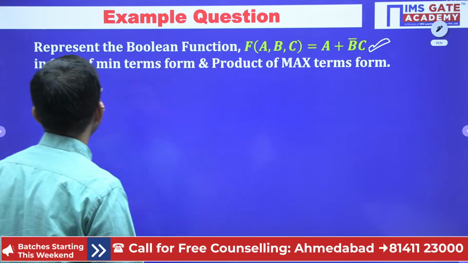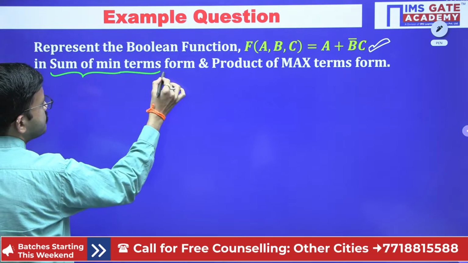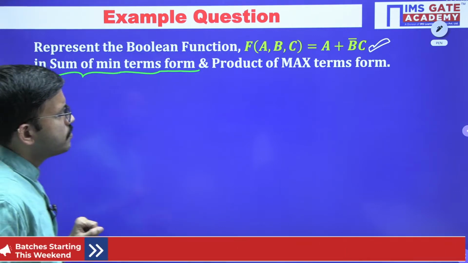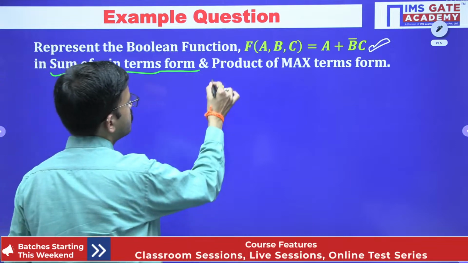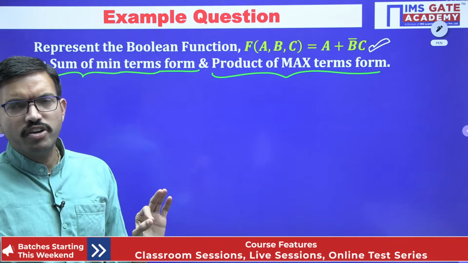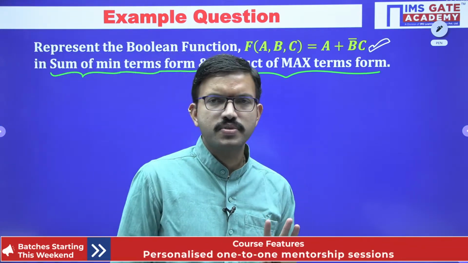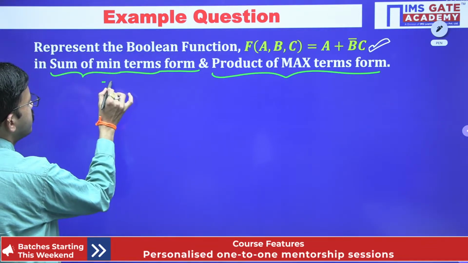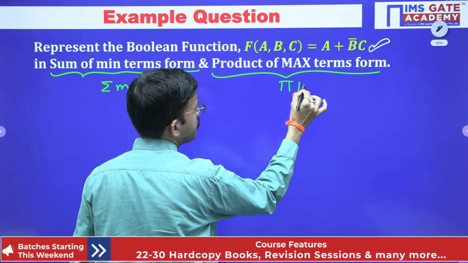Now in this question, you are supposed to represent the Boolean function f of ABC equal to a plus b bar c in sum of min terms form and product of max terms form. See, for each and every output variable, we can represent in 4 possible forms, right? From the truth table, we will get either sigma m form, sum of min terms, or pi capital M, product of max terms.